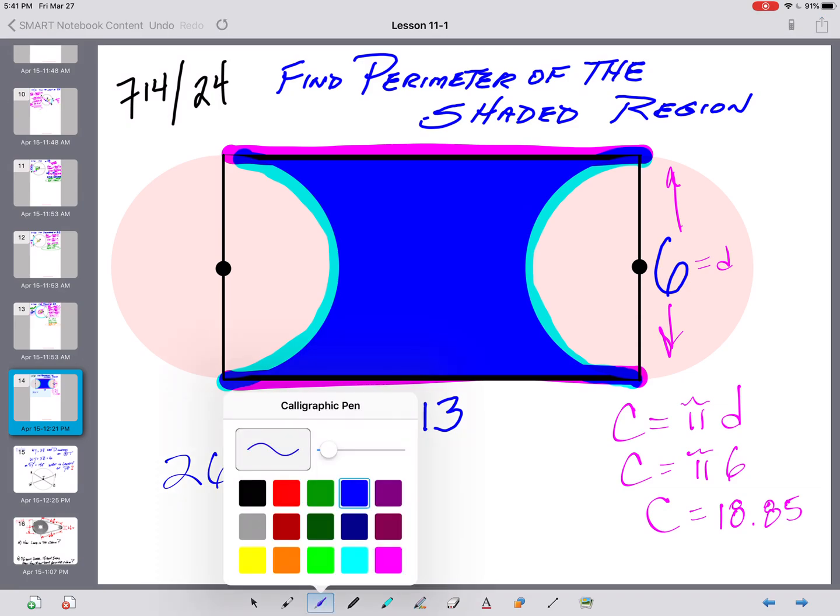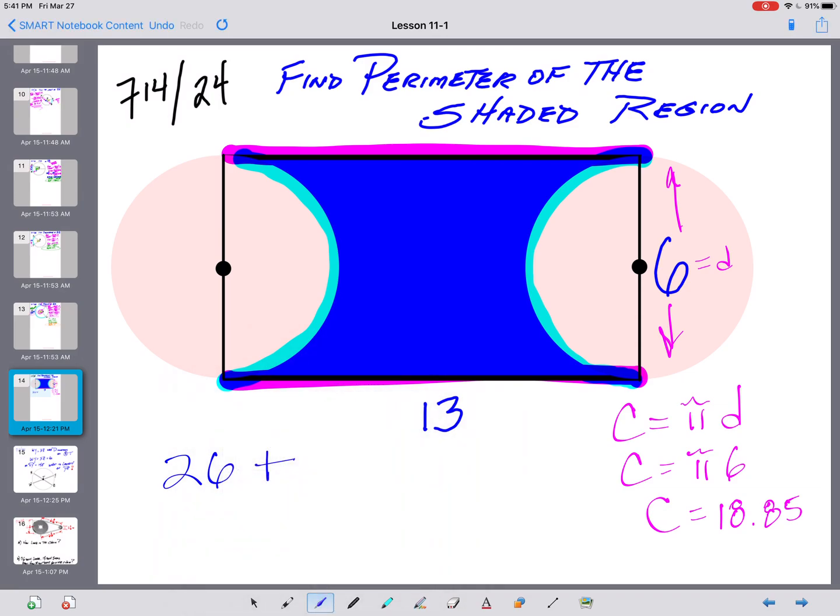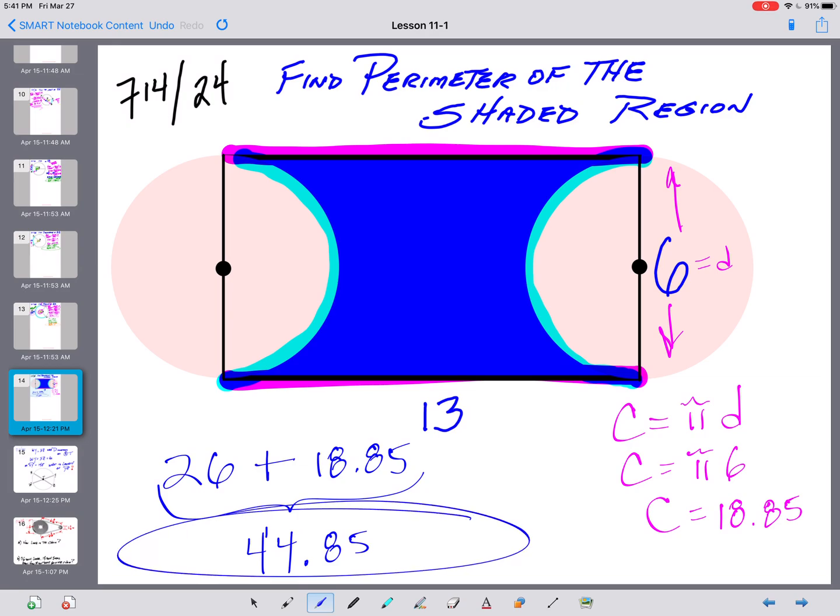So here it is. 26 were the flat part plus 18.85. There it is. Together, what do we got there? We got 0.85. We got 6 and 8. That's going to be 14. Carry the 1. That's going to be, there it is, 44.85. Any units? No units given. That's the perimeter of that whole shaded, the blue part right there, 44.85.